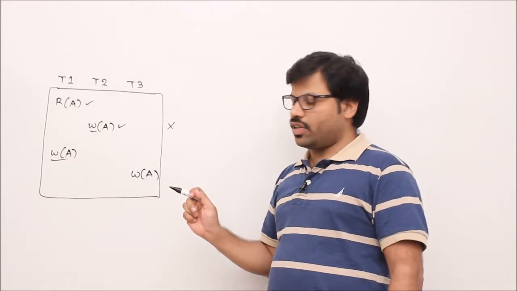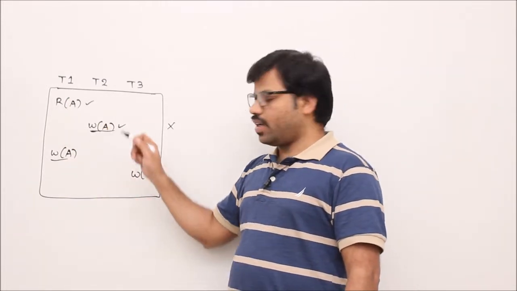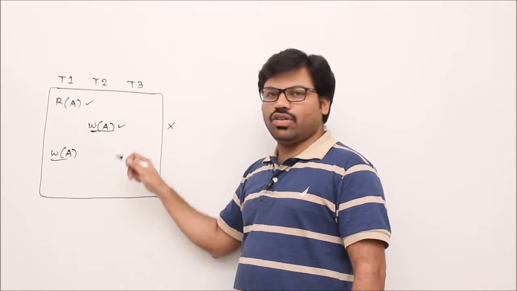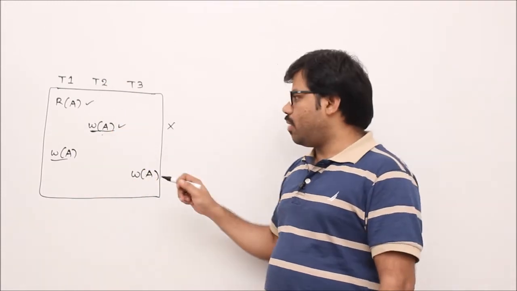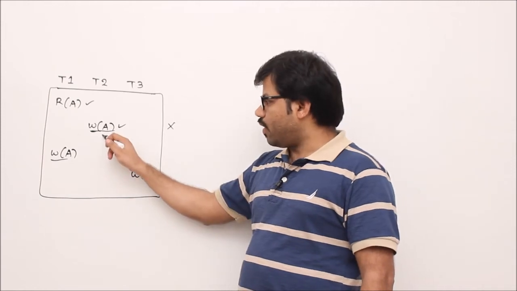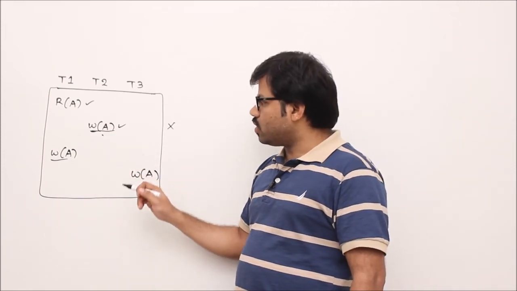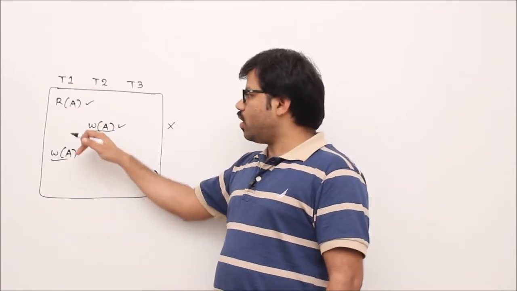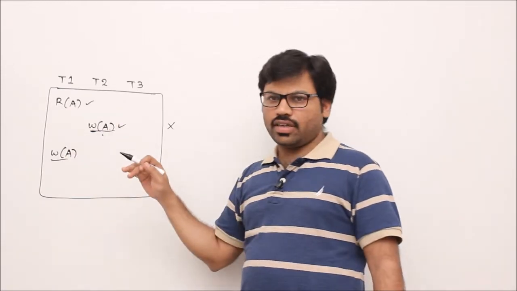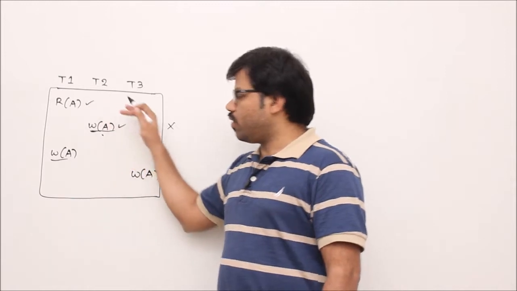But I will ask you one question. This is actually called a blind write, correct? Simply focus on the schedule. This is a blind write, no reading before writing. So when there is a blind write, why are you cancelling T1? What's the problem? Because you are thinking that it is out of order, correct? So I will illustrate this problem with one example.